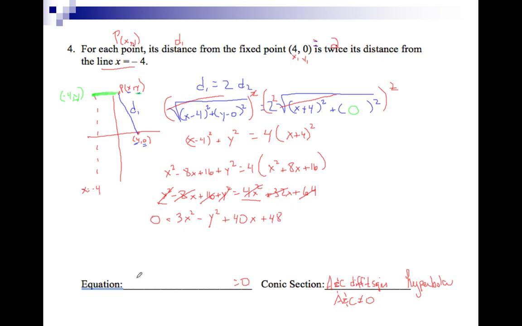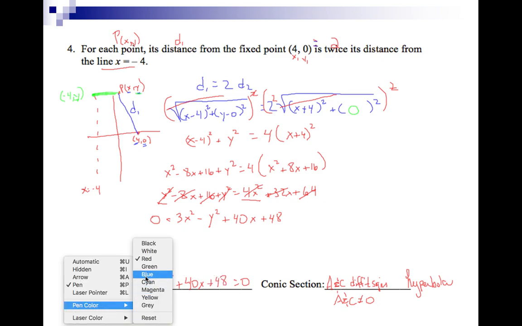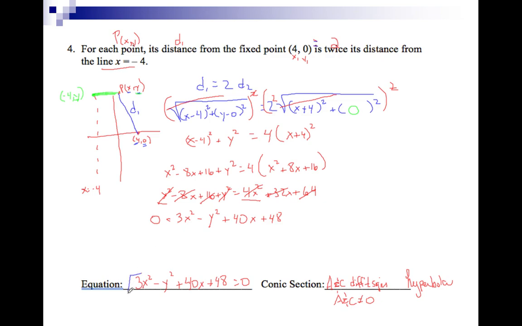So what do I have here? Looking at the coefficients of the squared terms, which have the most impact on the shape, A is 3 and C is -1. A and C have different signs, therefore I'm a hyperbola. Okay?